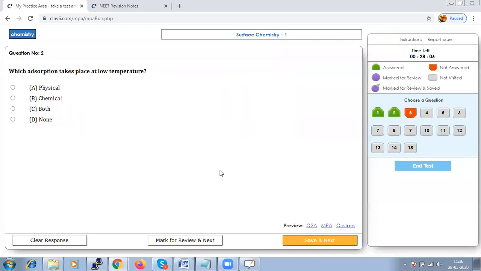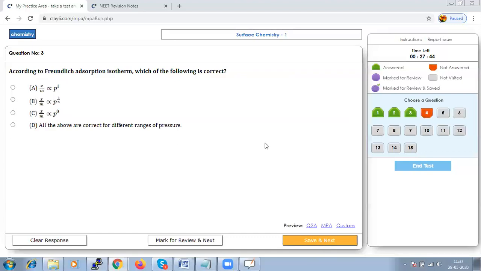Which adsorption takes place at low temperature? It is a well-known fact that physical adsorption will take place at low temperature because the delta H value for that would be low. Hence, we can say option A is the right one. Save that and let us go to next.